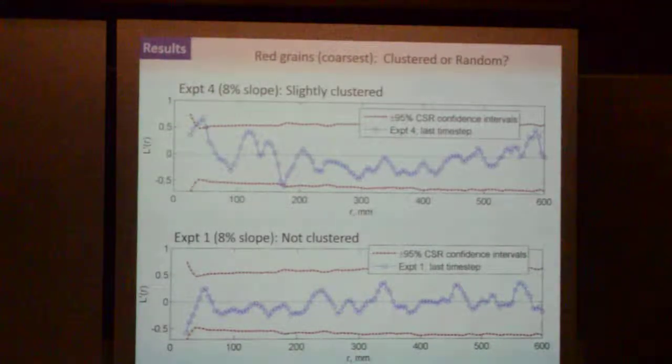The other experiments had similar results. One of the 8% slope experiments was arguably more clustered at the short distances than the other experiments. So we do see some variations there.